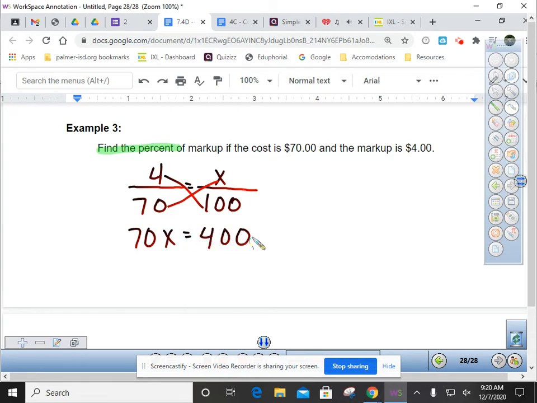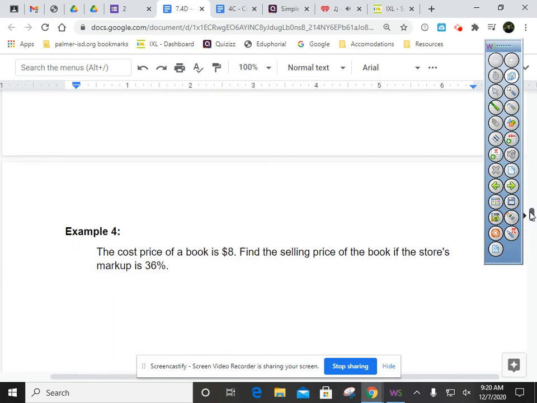Do you know what to do from there? Good. I'm not going to ask you to do it. I believe you know what to do. Okay? My thing is you getting the proportion correct. All right, turn the page.